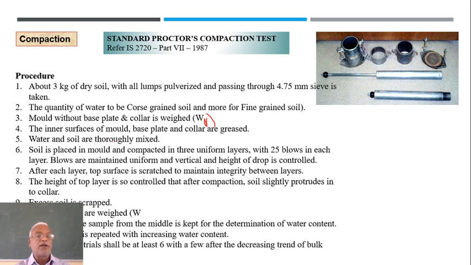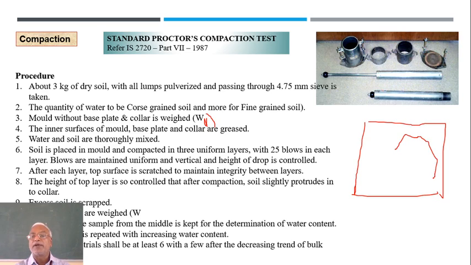Water and soil are thoroughly mixed. That will be done in a separate tray in which the soil is mixed properly with some arbitrary content of water, and this assembly is placed inside the tray, right, and the soil is filled. The soil is placed in the mold and compacted in 3 uniform layers with 25 blows in each layer.